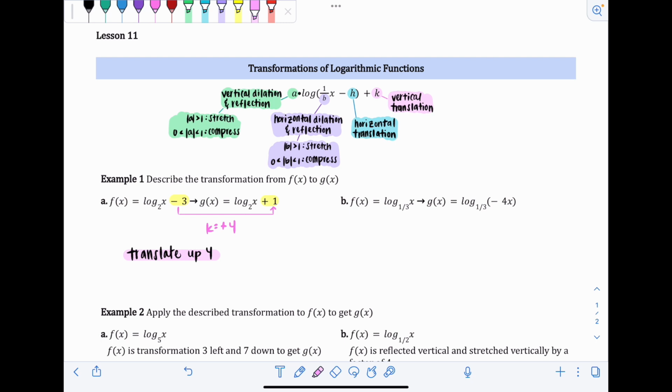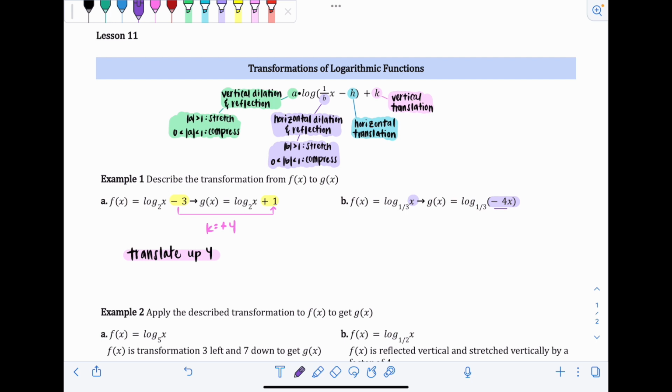And then for B, f of x equals log base 1/3 of x. G of x is log base 1/3 of negative 4x. So we'll look to see where the change is happening and what that change is. We're starting with just a log of x in f of x, and then it's changing into log of negative 4x. So this was once like a 1x essentially, because there's no number there, and it's changing to a negative 4. Since this started with just a regular x, it is essentially like a parent function for log base 1/3 of x. So we really just have to look at, okay, what is that negative 4?